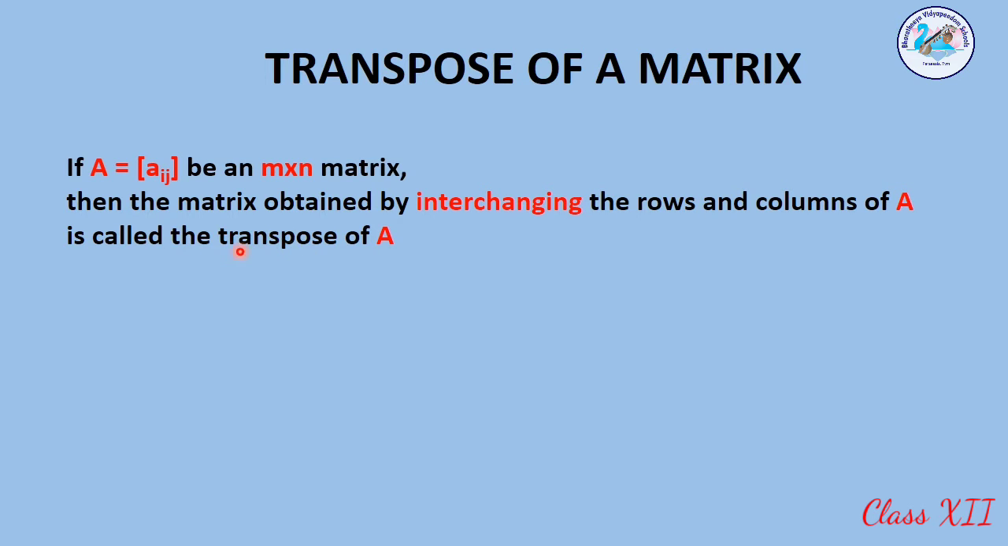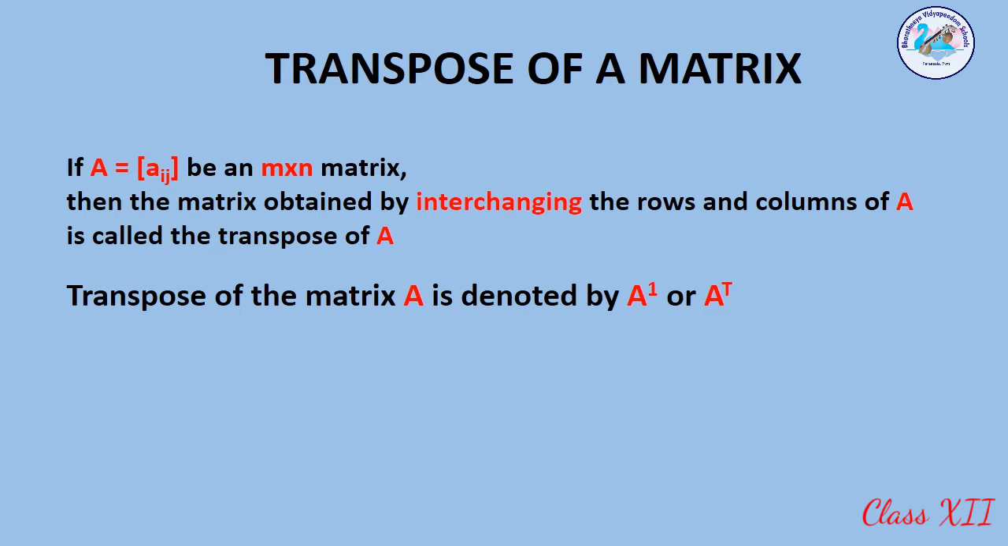To get the transpose of a given matrix, what we are supposed to do is just interchange the rows and columns. Interchanging means rows become columns and columns become rows. That's all. Then we will get the transpose of the given matrix A. And it is usually denoted by the symbol A dash or A power T. The transpose of the matrix A is denoted by A dash or A power T.